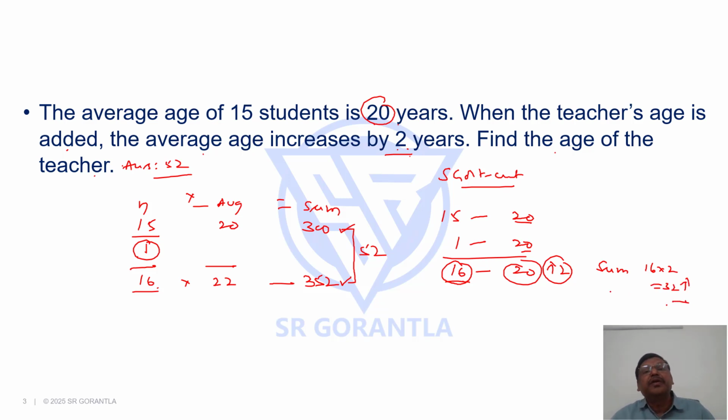Why is the sum increasing by 32? That means the person who was just added to the group, that is the teacher, has not just brought 20, he has brought 32 extra. That means the teacher has added 52 to the total. In other words, the age of the teacher is 52, right? Okay, we'll take up one more example of a similar type.